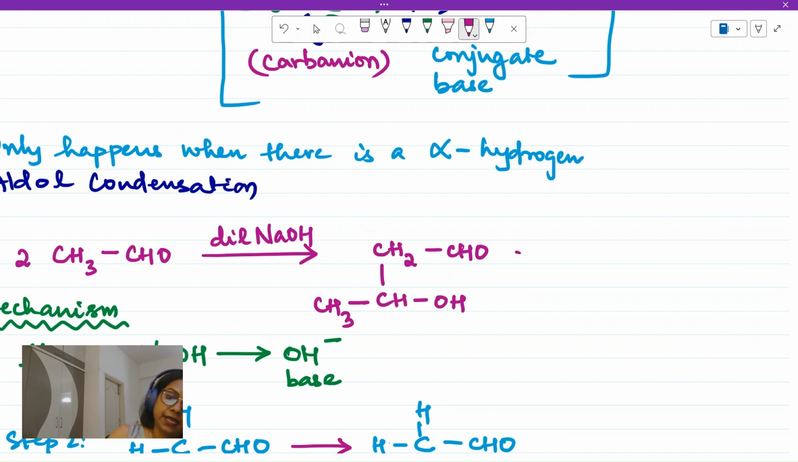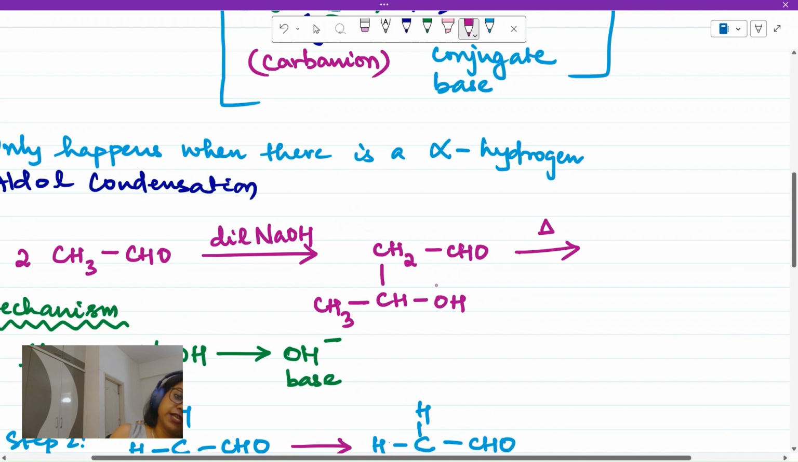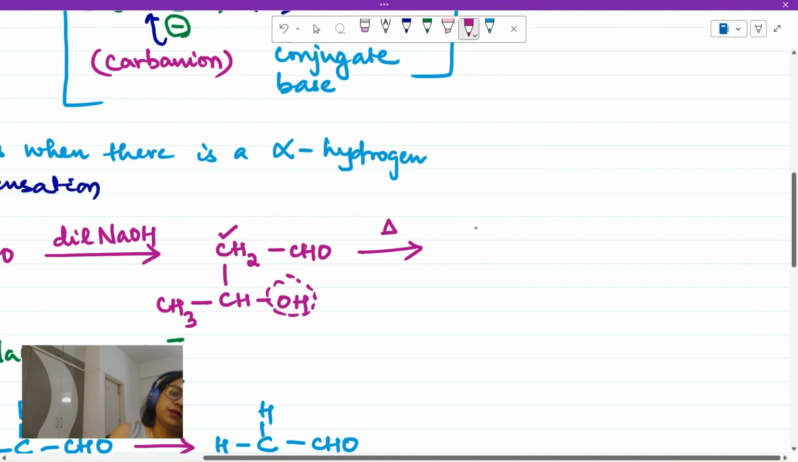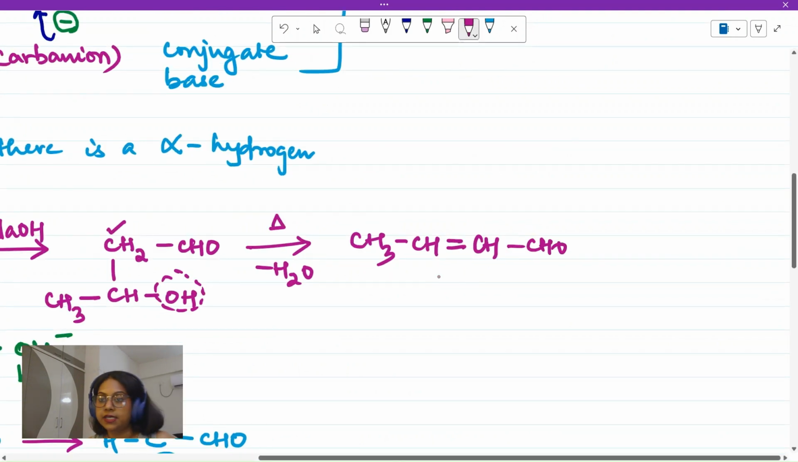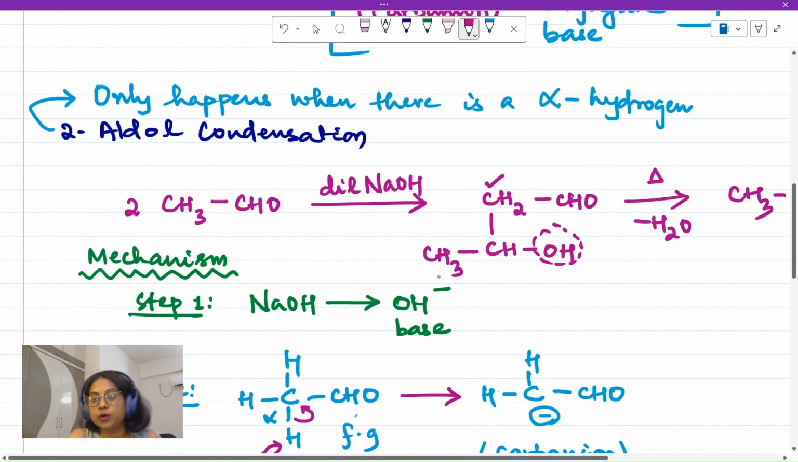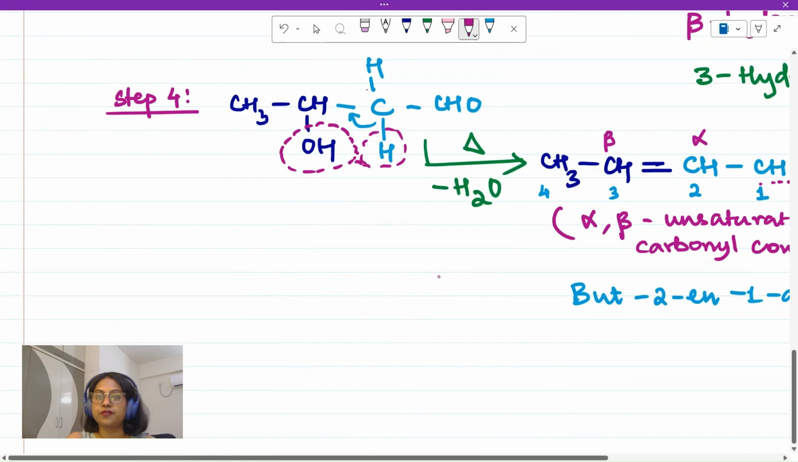When you heat it up, you lose OH and one alpha hydrogen, this alpha hydrogen, because this is the functional aldehyde group. So as a result, what you get here is minus H2O and then CH3. I'm writing from bottom to top. CH3, CH, double bonded to CH because it lost the OH group, double bonded to CH, and then CHO. This is the alpha beta unsaturated compound that we just talked about. So this is what the exact thing looks like. Did you get the gist of it somewhat?